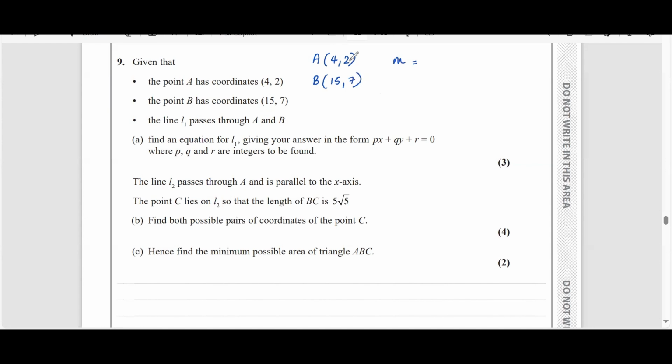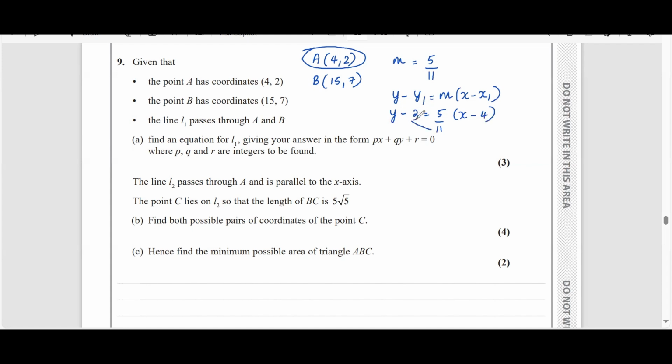m is equal to (y2 minus y1), that is 7 minus 2, 5, over (x2 minus x1), that is 15 minus 4, 11. In order to find the equation of a line, what we need is just a gradient and any one point. The standard form of the equation of a line is y minus y1 equals m into (x minus x1). I'm going to take the point A here.